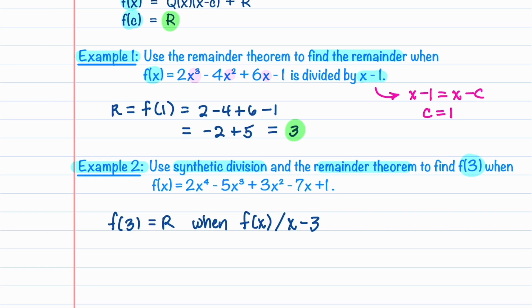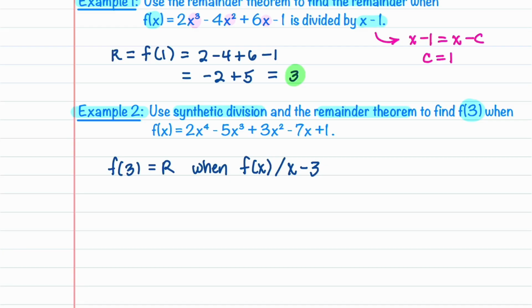So what we're going to have to do is use synthetic division to divide f of x by x minus 3, and then the remainder that we get is going to be f of 3. I have a video on synthetic division if you need to review that.